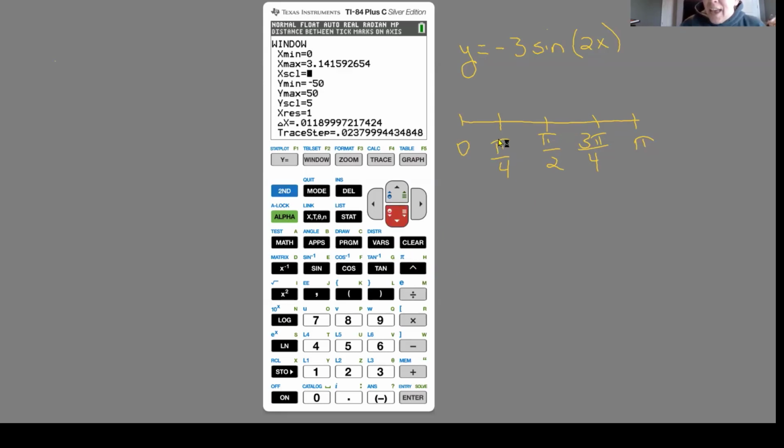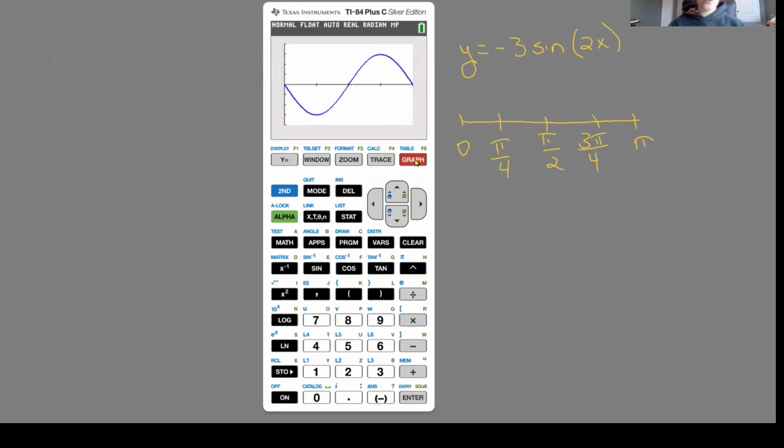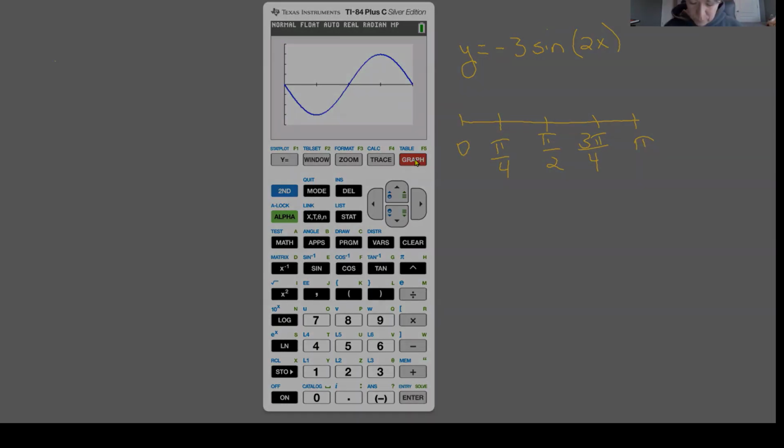And then our scale, notice we were doing it in pi's over 4. So we want the scales to be the same. Second function pi divided by 4. And our y-mins doesn't have to be that big because remember we only went from -3 to 3. So maybe go minimum of -4 to 4 by a scale of 1. And when we graph, it shows just that one period that we were looking for.